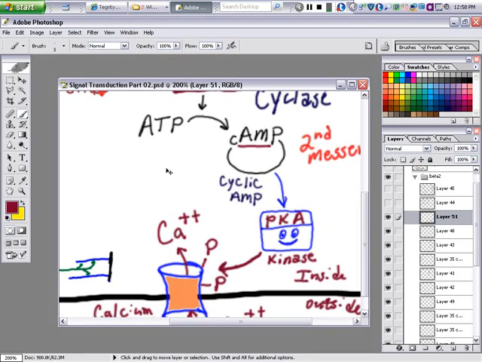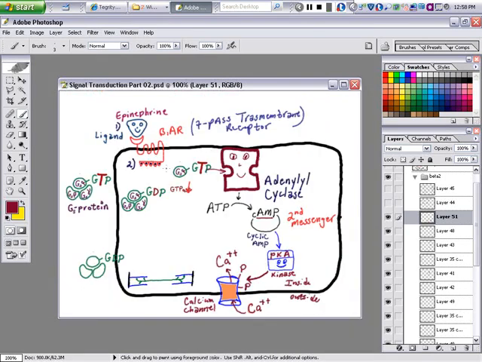Let's see here. So this is where we are. Okay, adenylyl cyclase converts ATP into cyclic AMP. The cyclic AMP activates protein kinase A. Protein kinase A then phosphorylates a calcium channel. The phosphorylated calcium channel then opens up, and when it opens up, you allow more calcium into the heart cell.